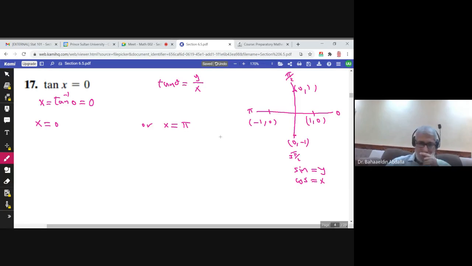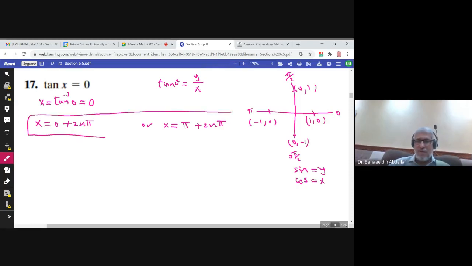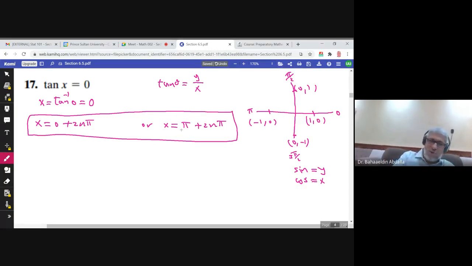Now please pay attention. I need to add a multiple of 2 pi, so I need to add 2n pi here and 2n pi here. So 0 is a solution. Adding 2 pi, you get 2 pi. Adding another 2 pi, 4 pi. So 0, 2 pi, 4 pi are all solutions. Pi is also a solution, 3 pi is a solution, 5 pi is a solution. So this is the set of all solutions of this equation. Here we have all the solutions of this equation.